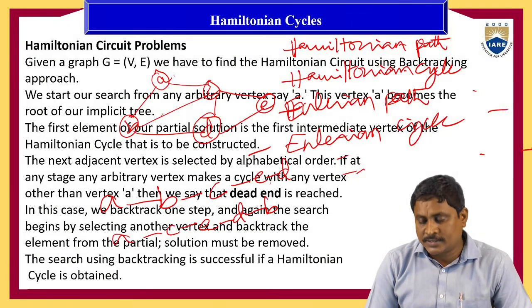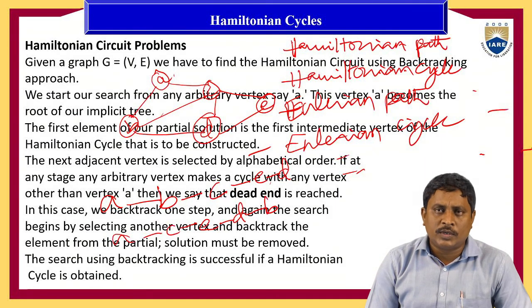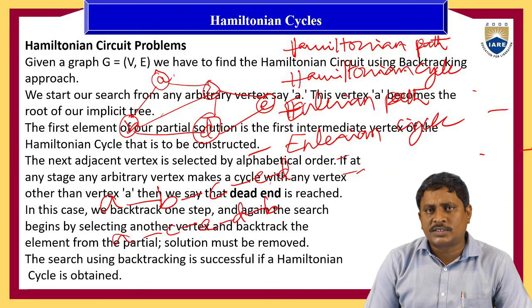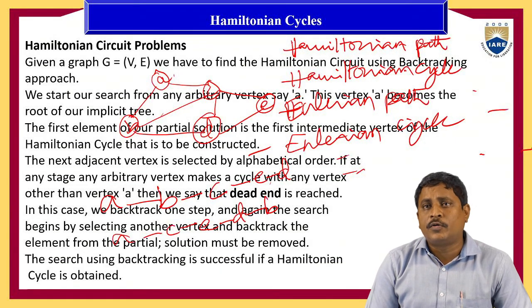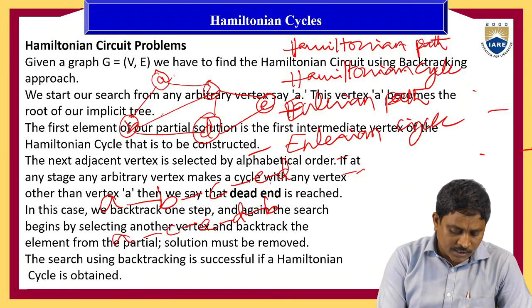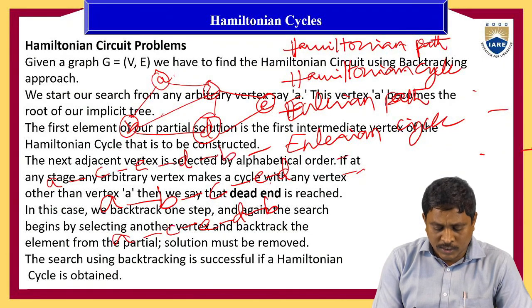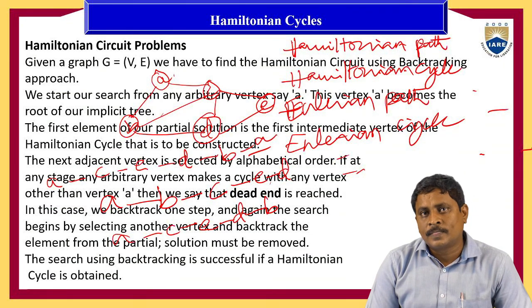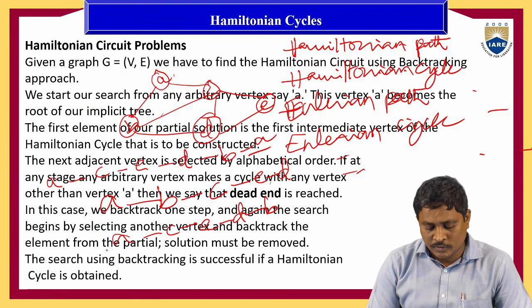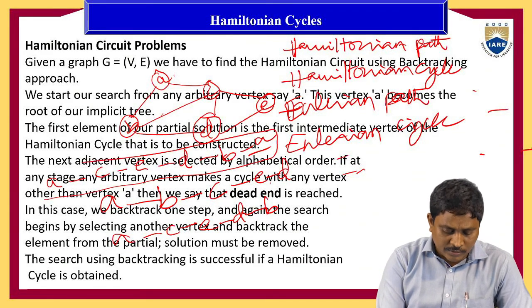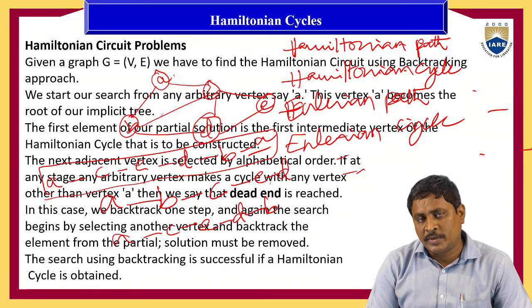Next, we come to the Hamiltonian cycle. A Hamiltonian cycle means we start our tour at vertex A, travel through all the vertices, and again come back to the starting vertex. Here we start at A to C, C to E, E to D, D to B, and again come back from B to A. This is a Hamiltonian cycle, since we come back to the same starting point.